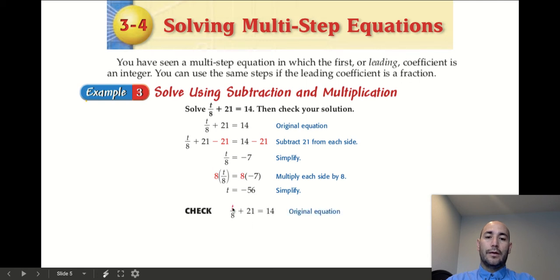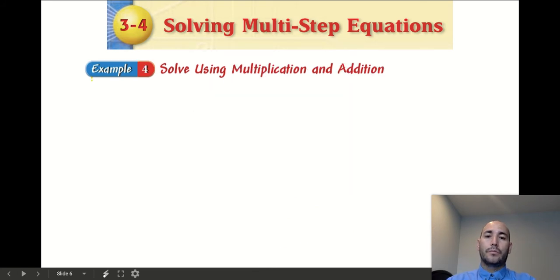Original equation, I'm going to substitute negative 56 in for t there, and that's going to give me negative 56 over 8 plus 21. Does it equal 14? Well, let's simplify it. I know that negative 56 over positive 8 is going to give me negative 7, and then negative 7 plus 21 will give me 14. So the solution checks out, right? Both sides end up remaining equal.